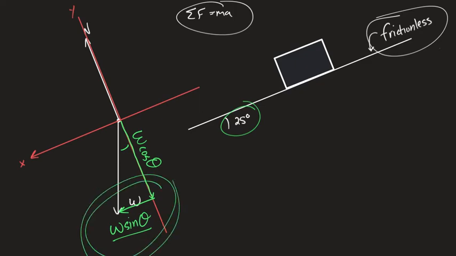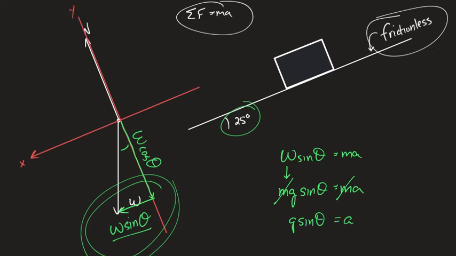This is the part that accelerates the box down the ramp. For you guys who know that, just so we can skip to the end a bit, W sine theta equals MA. So for those of you who went ahead and got the acceleration, this is mg sine theta, which equals MA. That was the answer: the acceleration of the box down the ramp.